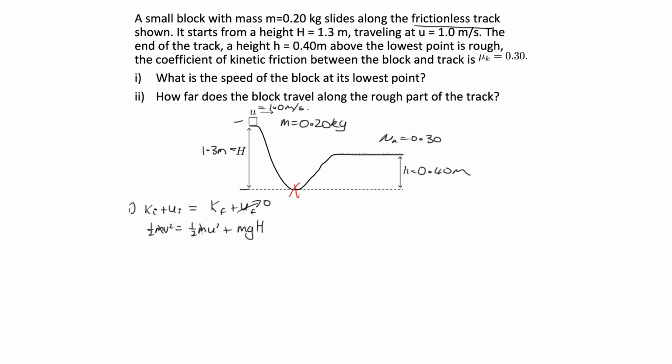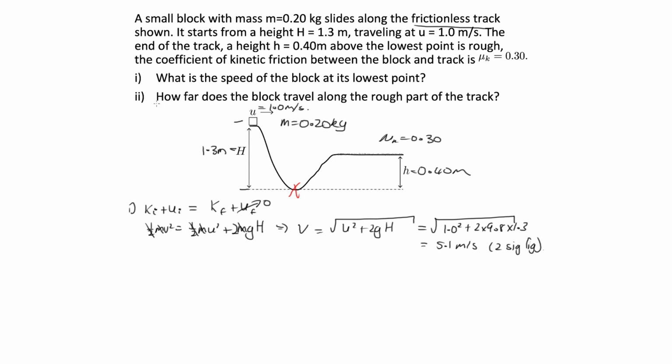So the m's will actually cancel out, and we can multiply through by 2, and we end up with v, taking the square root, is equal to the square root of u squared plus 2gH, which we can substitute into. This is the square root of 1 squared plus 2 times 9.8 times 1.3. And solving this, I end up with 5.1 meters per second, and that's to two significant figures.